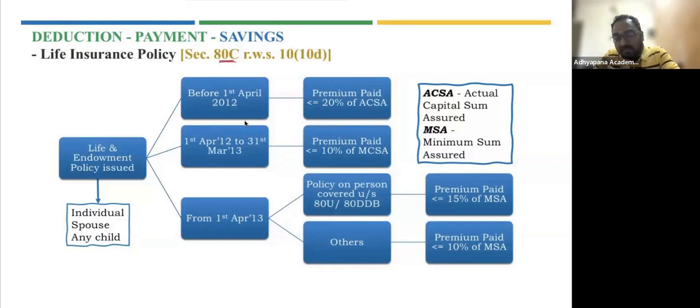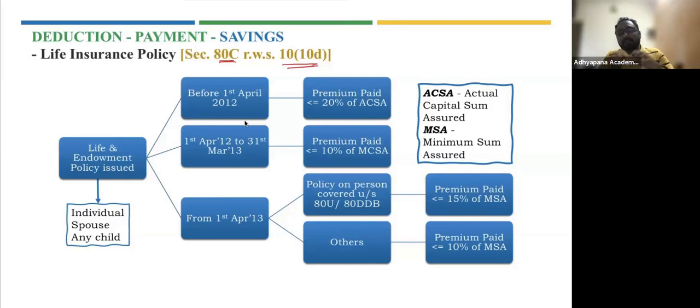But to understand what are all the policies that are eligible for deductions, we need to understand section 10, clause 10D. Section 10, clause 10D talks about policies that are exempt. So only premium payments to such policies are eligible for deduction under 80C. To understand this, first we need to understand for whom all I can take a policy, the coverage. It's basically very simple. Individual, spouse, and any child are what is covered as your coverage area.